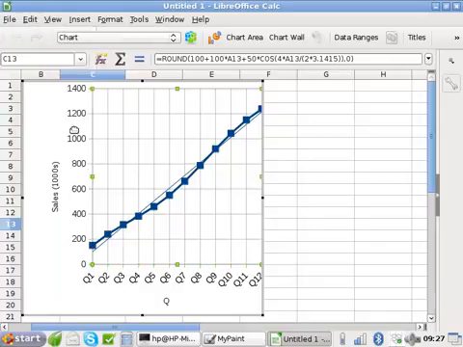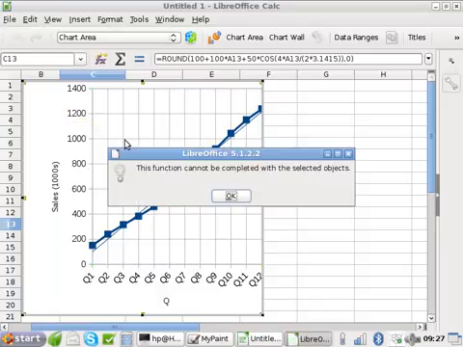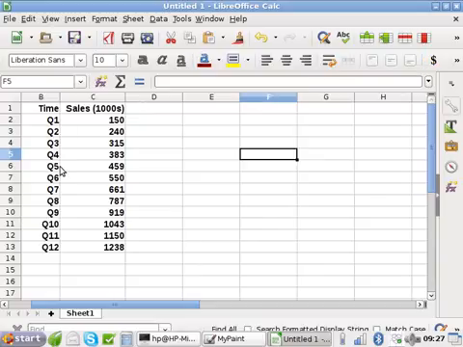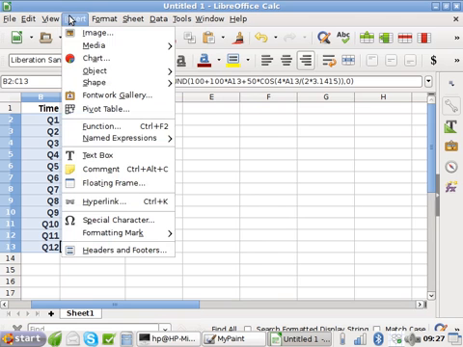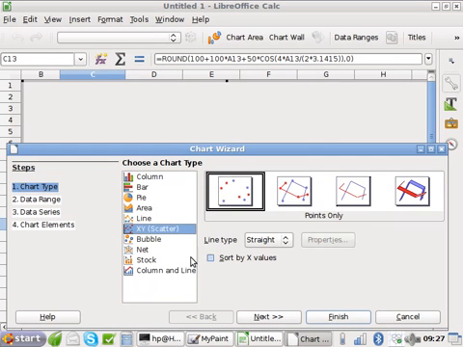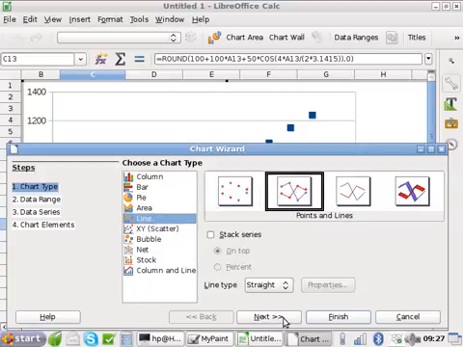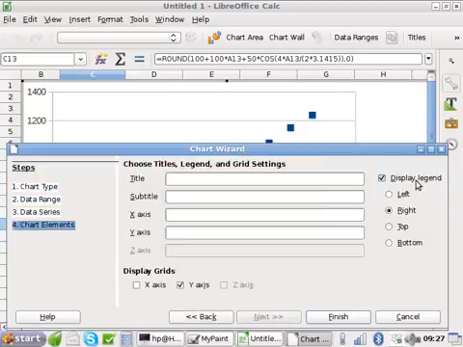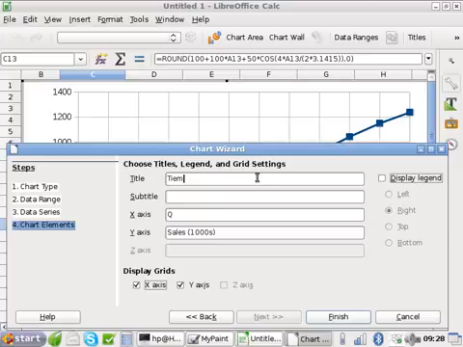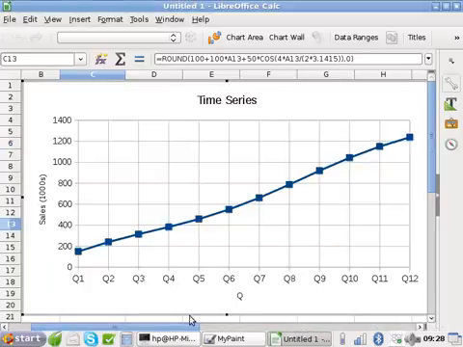Can we do that? Rewrite the numbers again. I'll just do it again. That'll be the best thing. And this time not make a mistake. Right, insert chart, line with the shapes. Quarter, sales in thousands, and then time series.